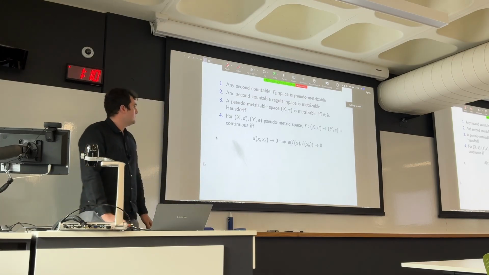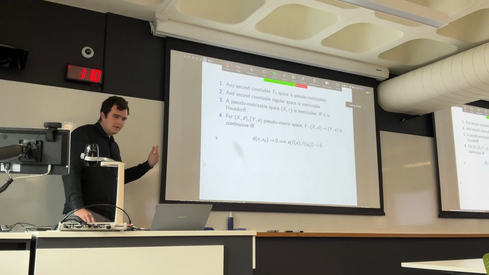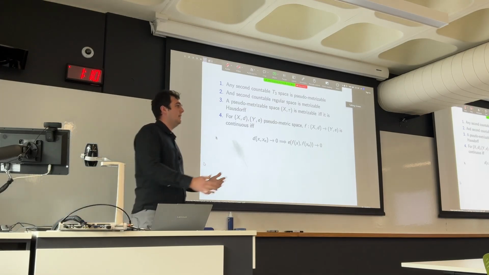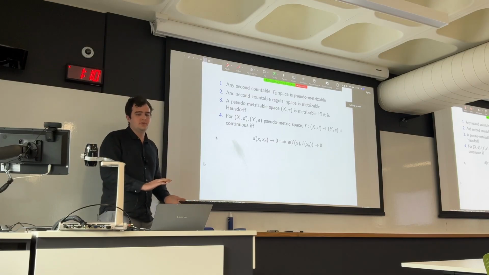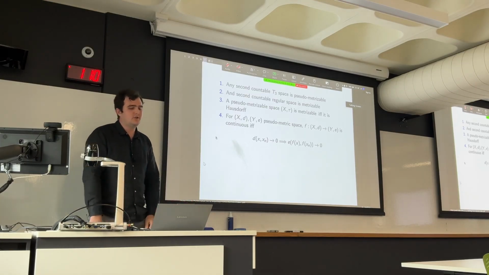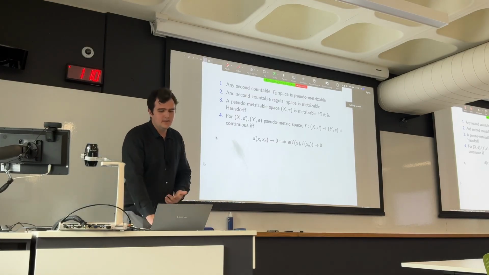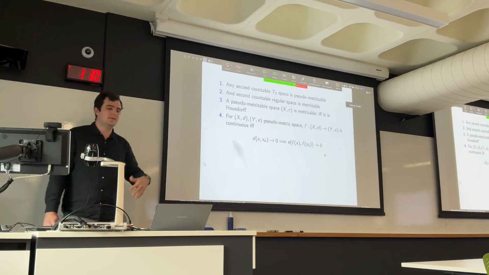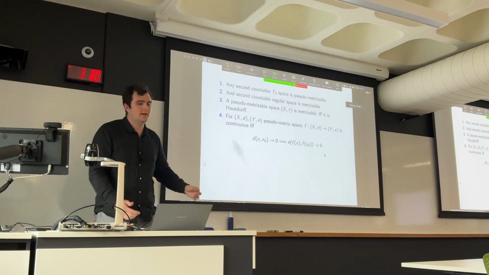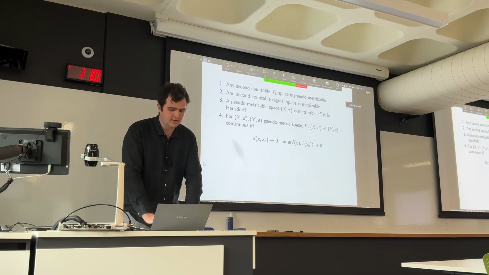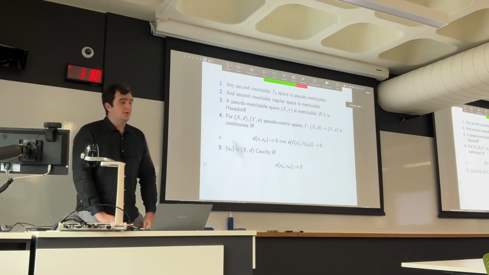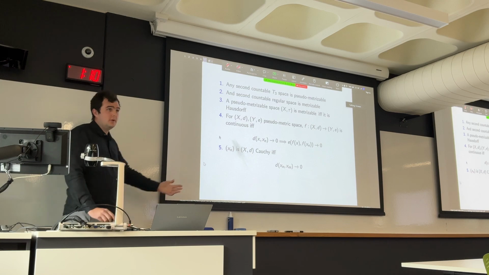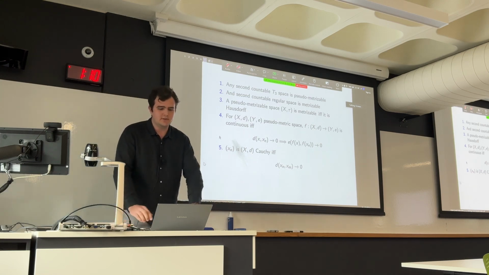And now that we have this metric, we can again use it to define topological notions. Continuity has the same exact formula you have for metric spaces, now inside of a pseudometric space. So if x_n goes to x, then f of x_n goes to f of x. And you can write that in terms of the metric. And then you can also define non-topological notions. Cauchy, same exact definition as always.